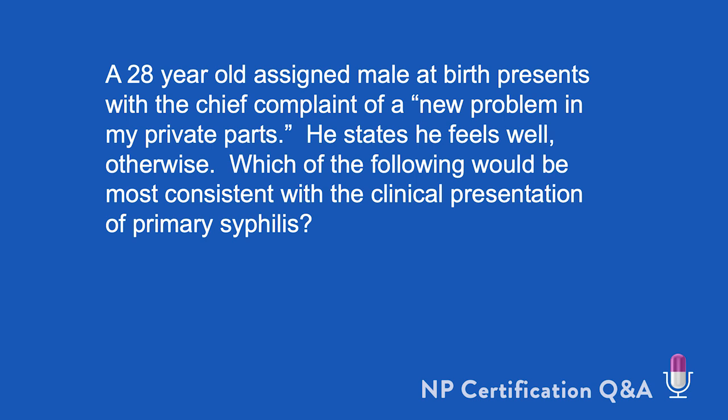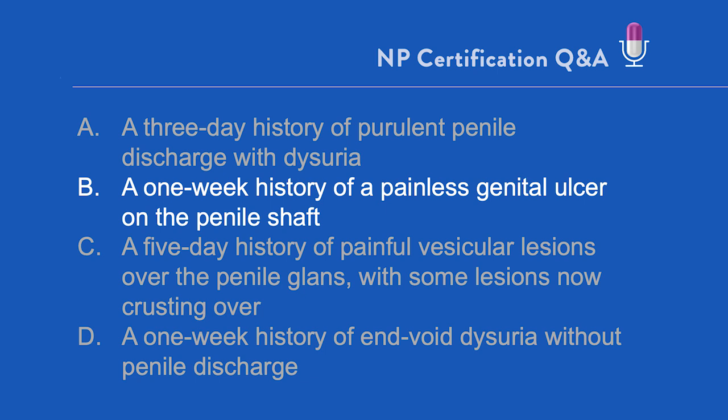A 28-year-old assigned male at birth presents with the chief complaint of, quote, "new problem in my private parts," close quote. He states he feels otherwise well. Which of the following would be most consistent with the clinical presentation of primary syphilis? A, a 3-day history of purulent penile discharge with dysuria. This is not correct. But what could it represent?